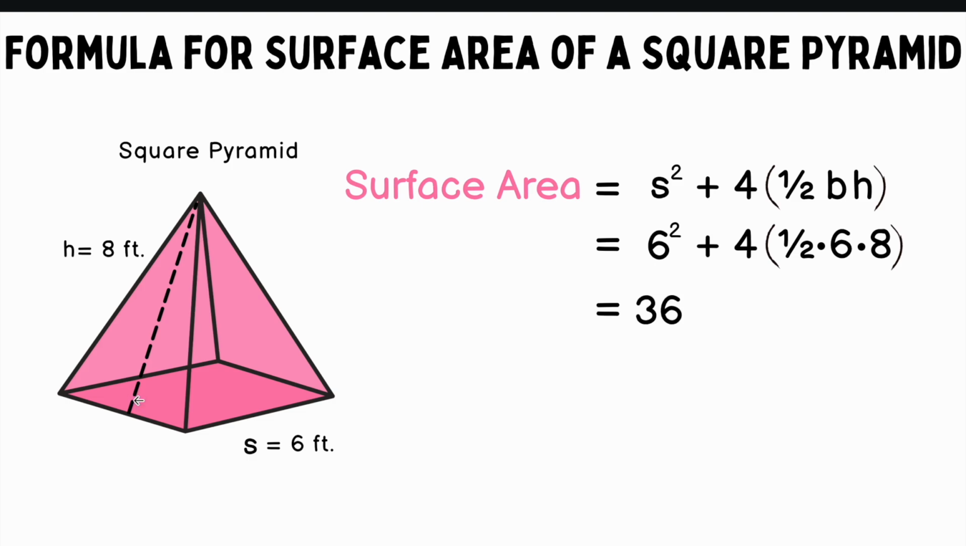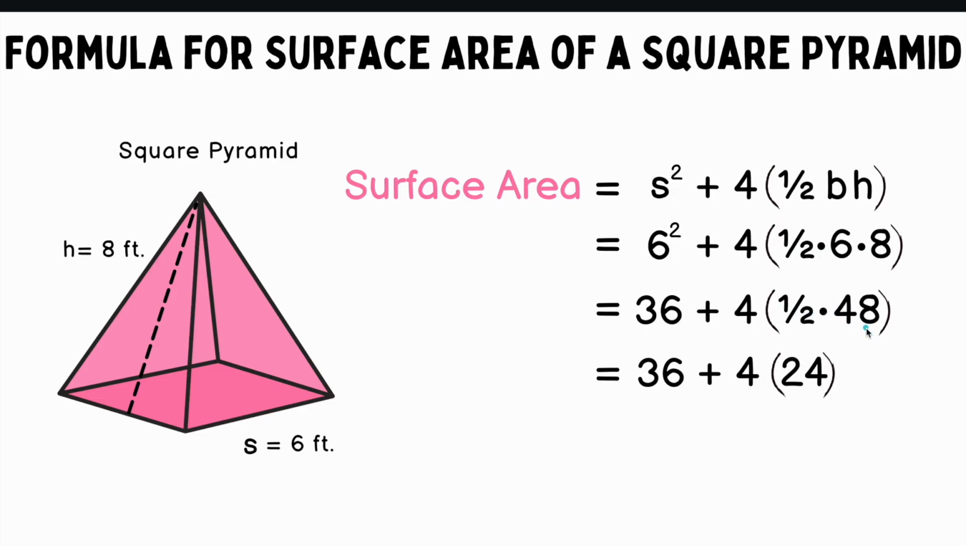6 squared is 36 plus 4 times half times, well, 6 times 8 is 48. So we have 36 plus 4 times half times 48. Half of 48 is 24. So we have 36 plus, we know 24 times 4 is 96. And 36 plus 96 is 132. The surface area of this square pyramid is 132 feet squared.